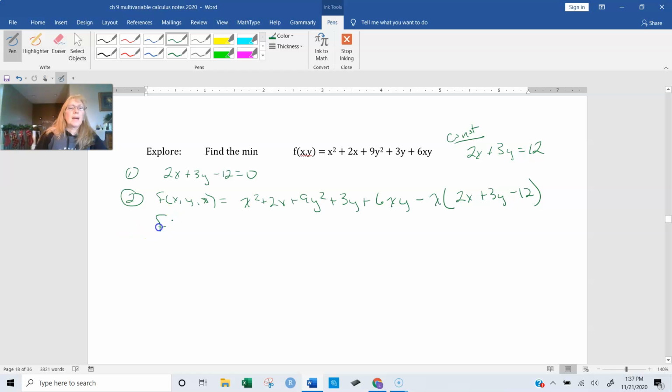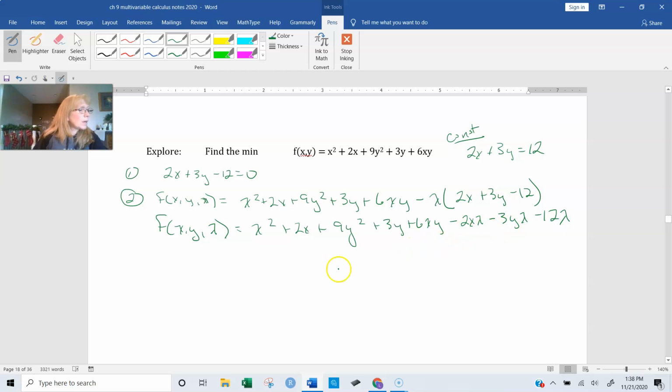Okay, let's simplify that out so we can do our derivatives. So we still have x squared plus 2x plus 9y squared plus 3y plus 6xy. Now distribute your negative lambda: negative 2x lambda minus 3y lambda minus 12 lambda. Lambda is hard to draw on here.